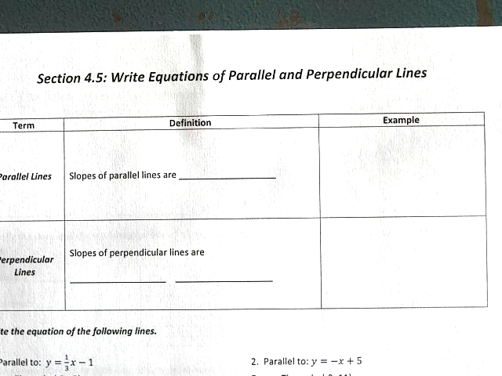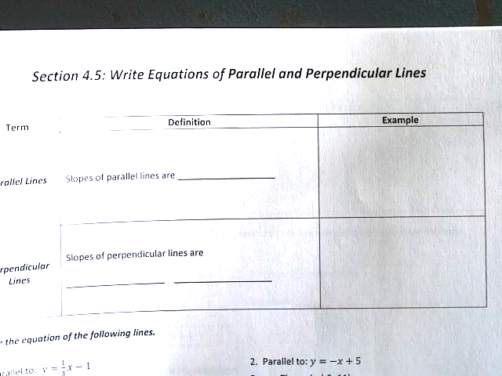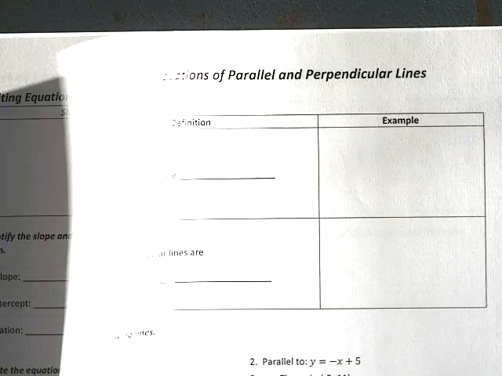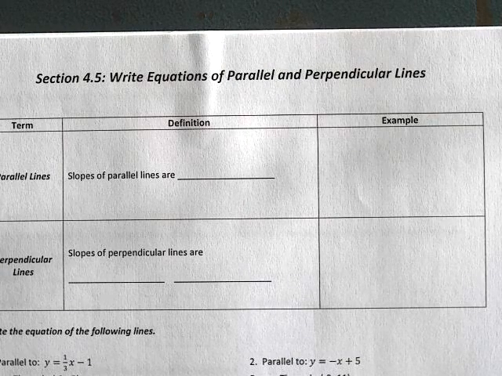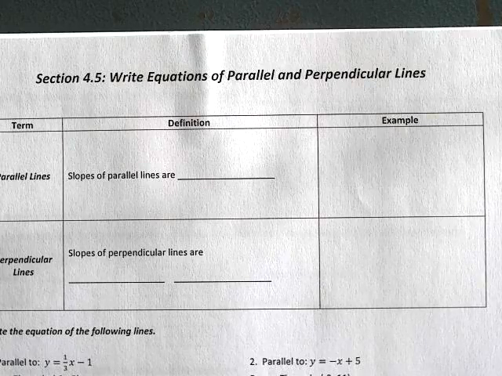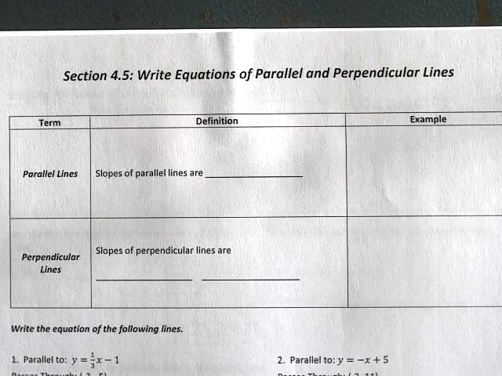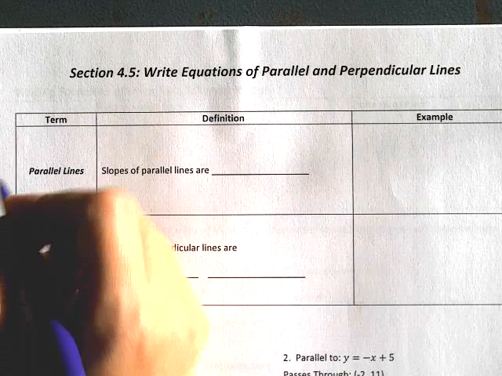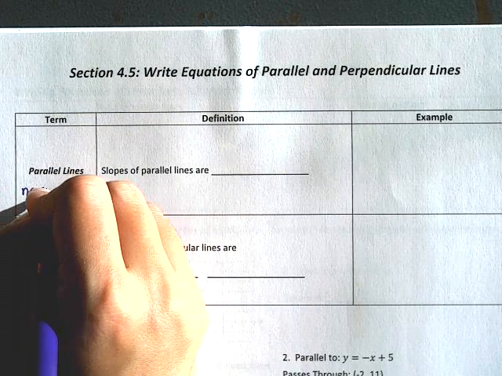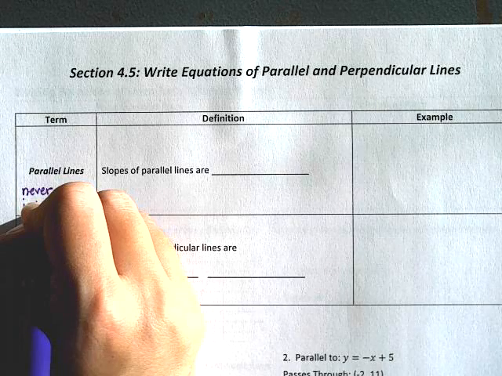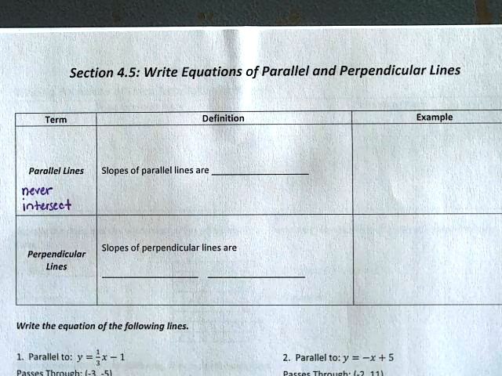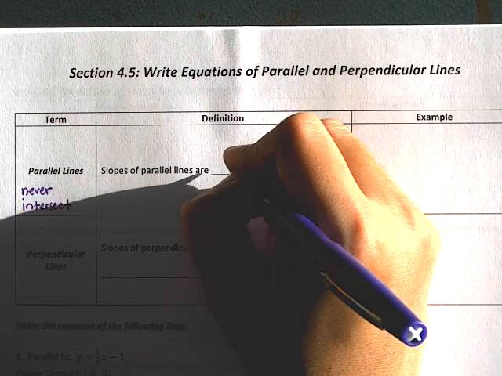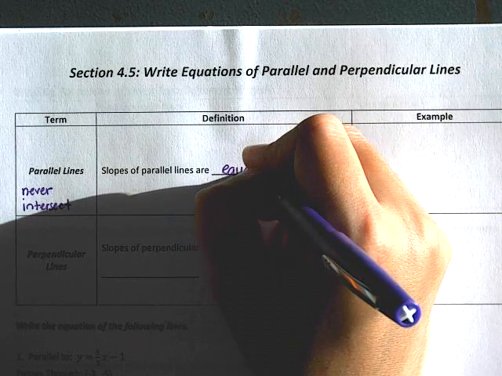Hello! Today we are going to be talking about section 4.5, which is all about parallel and perpendicular lines. So the first thing I want to do is take you way back to chapter 3, when we first learned about parallel lines. We said parallel lines will never intersect. And then we said that slopes of parallel lines are equal.